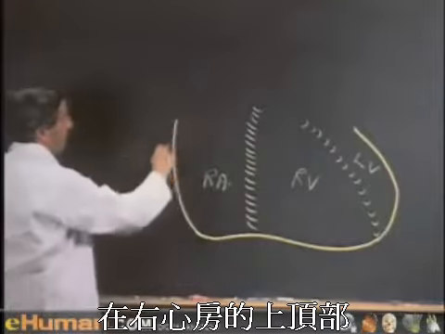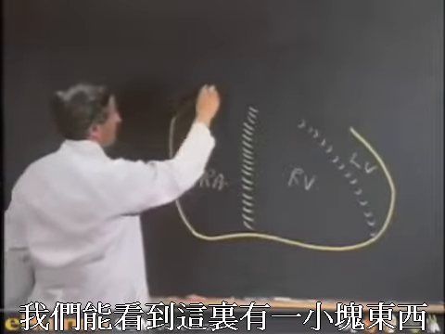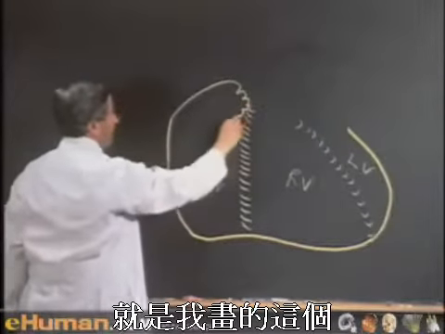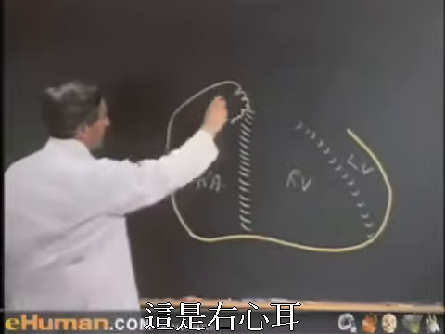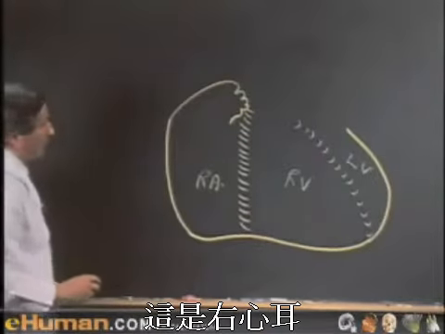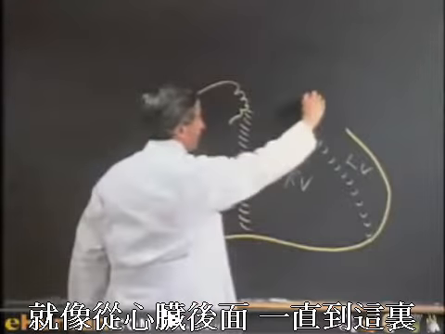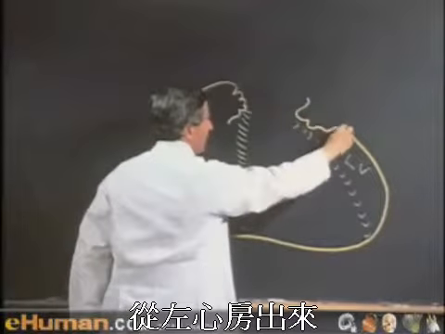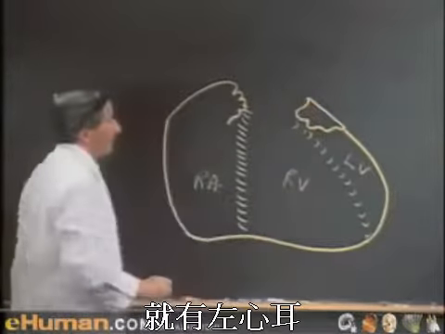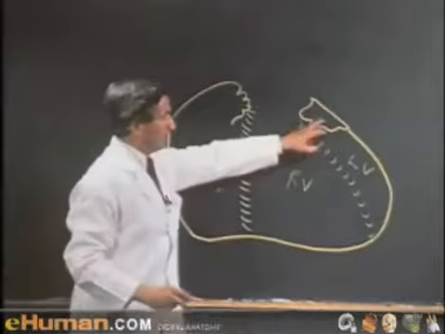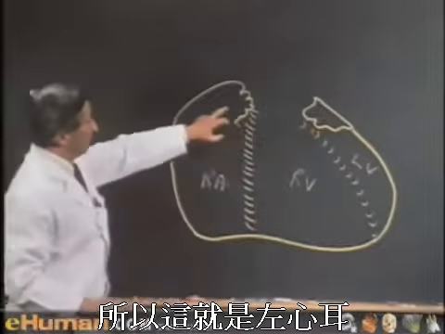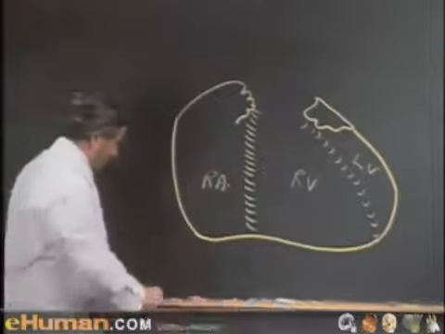Now, at the upper end of the right atrium, we see there's a small outpouching here, which I'll indicate in this manner, which is the right auricular appendix. In the same way, coming round from the back of the heart, we have from the left atrium the left auricular appendix. So this is the left auricular appendix, and this is the right auricular appendix.